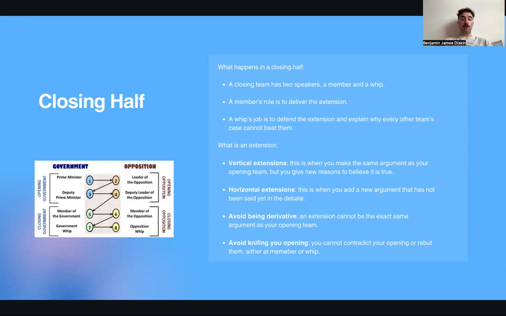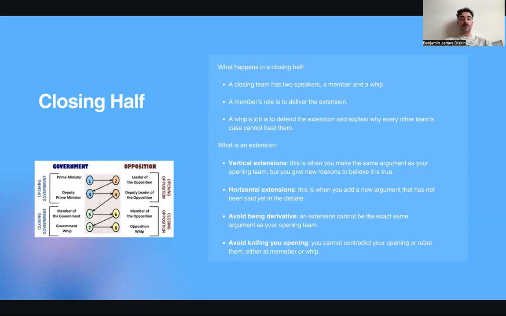Your opening as a closing team refers to the team in the opening half that was on the same side of the topic as you. So the opening of closing opposition would be opening opposition. And as we've said, the opening of closing government would be opening government. Now, as we'll discuss later, you can suggest that an argument made by your opening was not the best argument in the debate, but you cannot do that by giving reasons as to why their argument is wrong.